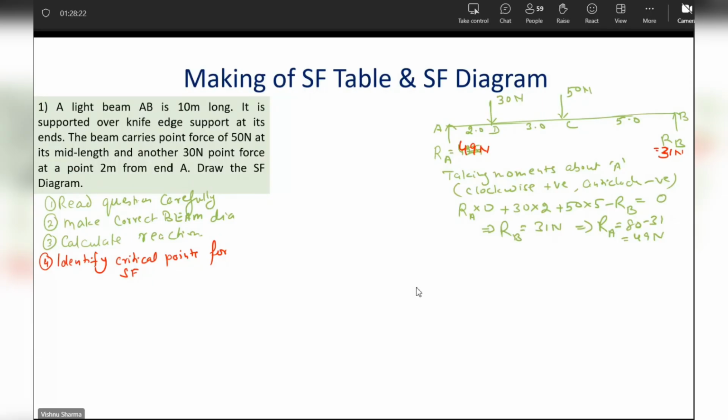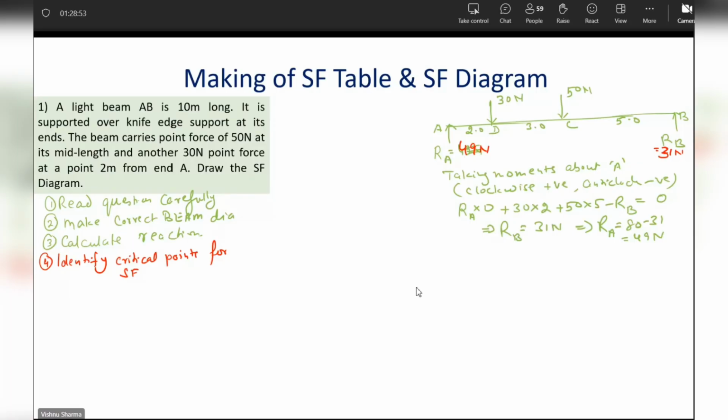If you use more points than that, that's okay. Only thing is it'll cost you time. But if you take fewer points than those, you will not be able to get the correct diagram. That is what I mean by the word critical here. When I'm saying identify the critical points, I mean identify those points without which the SF diagram cannot be made. Am I clear, guys?